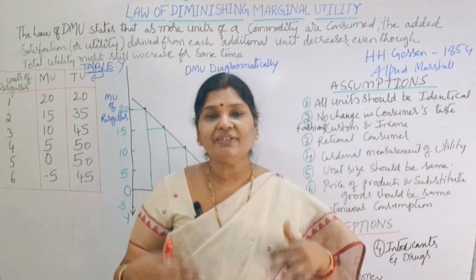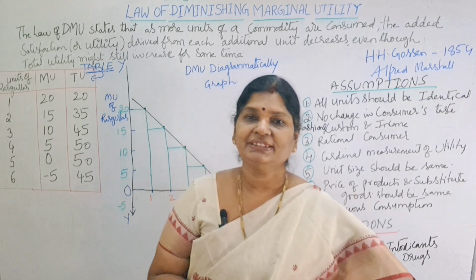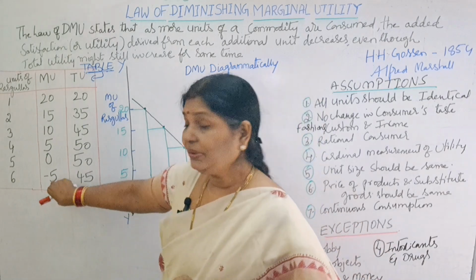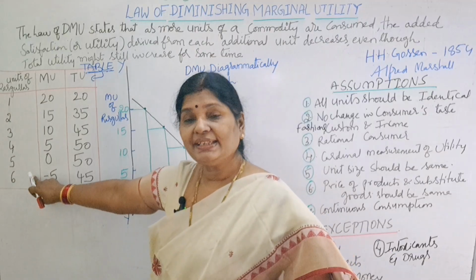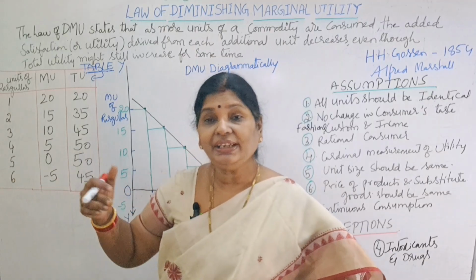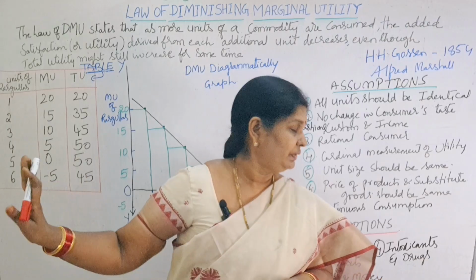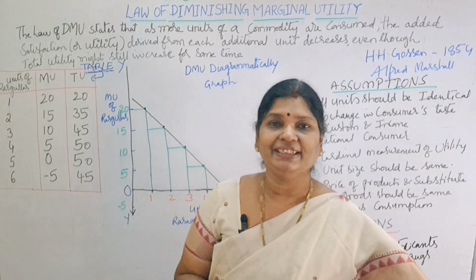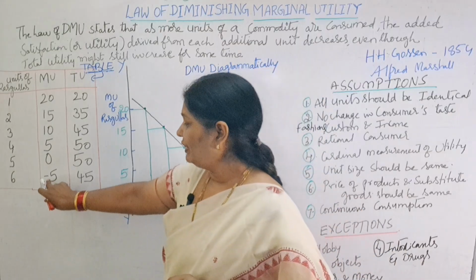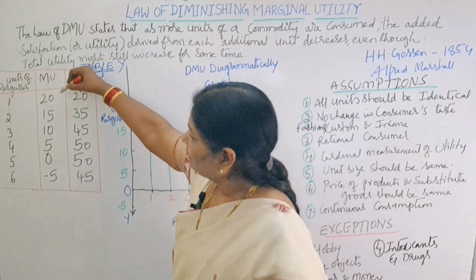Whatever rasgullas you have consumed, you are getting a feeling that it will come out, right? So it is giving you negative satisfaction. When you have consumed this sixth rasgulla, what is your feeling? If your favorite rasgullas are shown to you, you will just turn your face. So you are getting what feeling? Negative feeling, right? So that is why your satisfaction is -5.